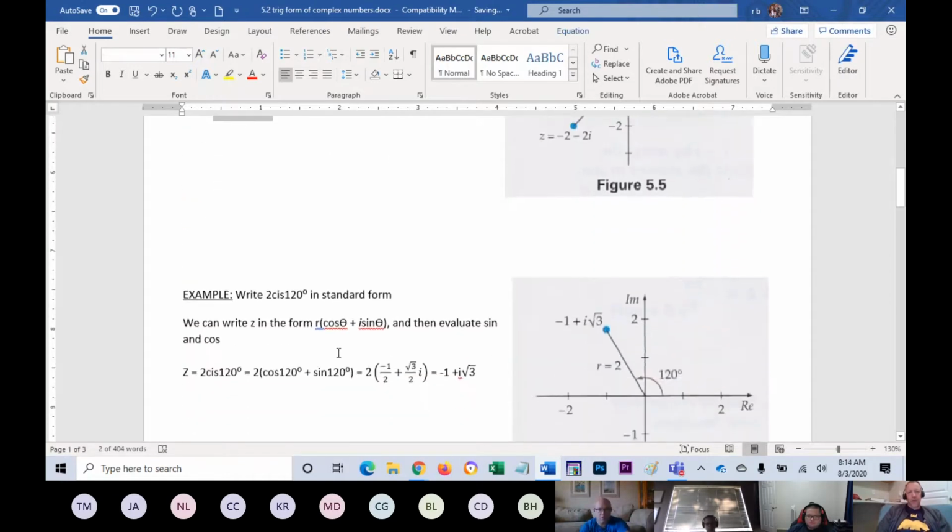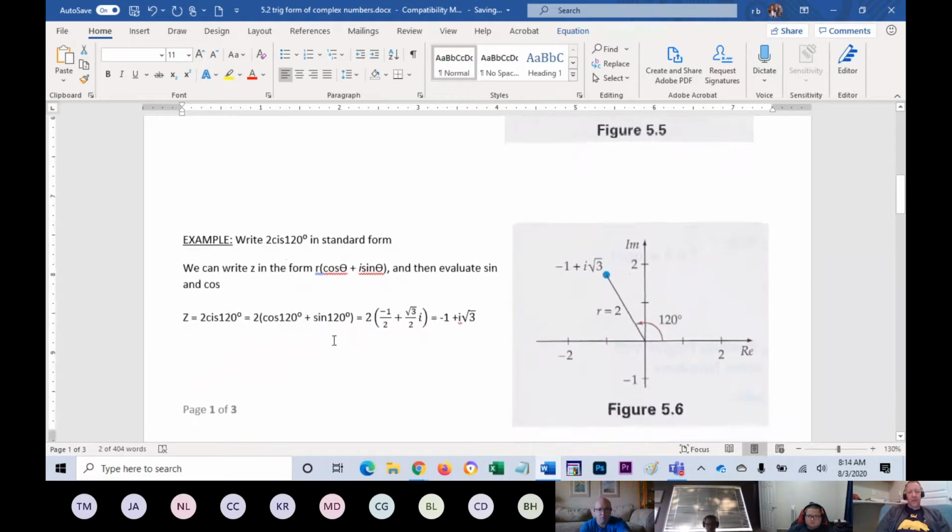All right. Now we can also do it in reverse. Write 2 cis 120 degrees in standard form. Okay, so if we're drawing our graph here, I've got a 120-degree angle here. I know that my radius in this case is 2. R is 2, your hypotenuse, okay? I'm in quadrant 2.